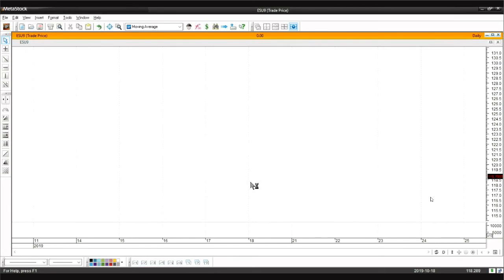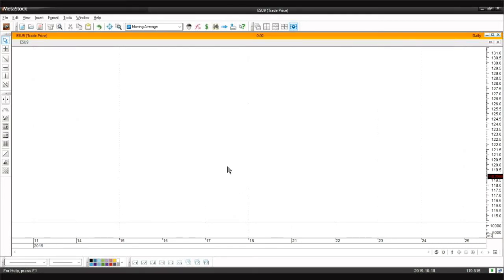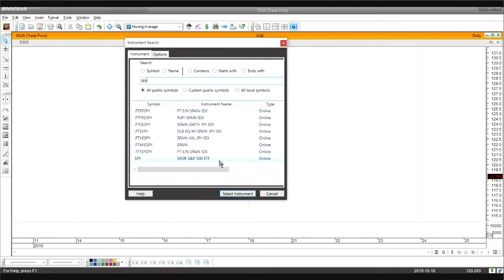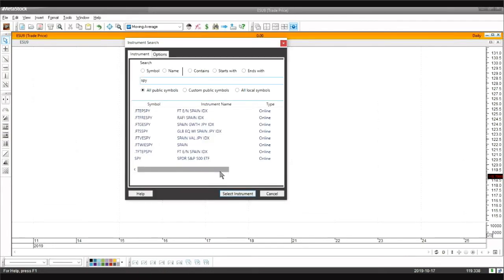Oops, what am I missing here? ESU9. Okay, that's odd. Let's try it all in capitalized. Oh. 9. It might require... That's really odd. Never had an issue with that before. I mean, I can show you on the SPYs on 1 minute.